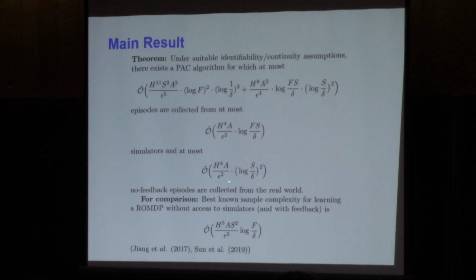Okay? And our real concern is this number. We're okay if these numbers are larger because those are in the simulators, and we're willing to sacrifice sample complexity in the simulators to decrease sample complexity in the real world. For comparison, the best known sample complexity for learning a single ROM-DP without access to simulators, but with feedback, is this expression. You can just compare. We do have a slightly smaller order here, and so that's our claim that we're actually realizing the benefits of sim to real.